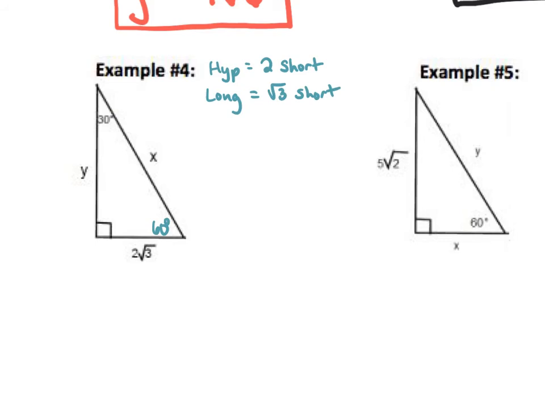So in this case, we have to see what side we're given. We're given 2 root 3 across from the 30, so this is the short leg. It's always nice if you have the short leg in a problem like this. So the hypotenuse is going to be double the short leg. If I double 2 root 3, 2 times 2 square root of 3 is 4 square root of 3.